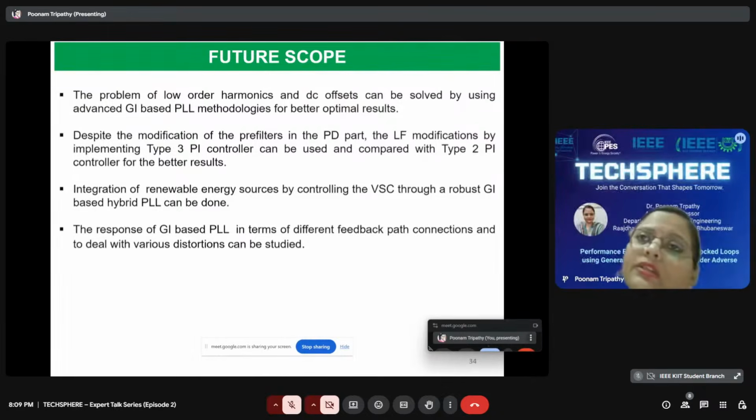Considering also the minimum number of uses of integrators, which would lead to the least amount of complexity, but leading to a robust grid synchronization technique. Then the PLL has three components, that is the phase detector, loop filter, as well as the voltage controller. Each part can also be modified in order to develop a robust PLL. So that is also one of the future scope.